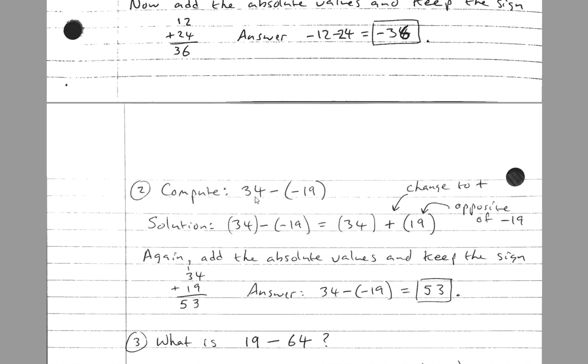Example 2, we have 34, and we're subtracting negative 19. The way to read this would be 34 minus negative 19. What's the operation? It's subtraction. So we change it to addition. And what's the opposite of negative 19? I'll just switch the sign. We get positive 19.